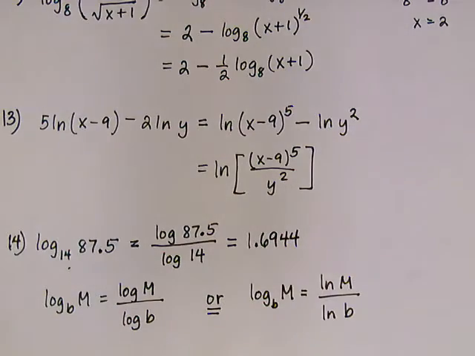So log to the base 14 of 87.5, applying the change of base property to 4 decimal places, will be 1.6944.